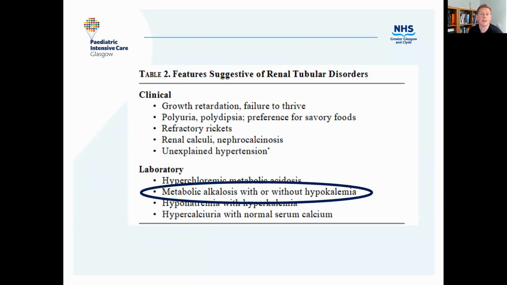So for example, they include a nice table of features suggesting that you're on the right lines here. This probably is some sort of tubulopathy. Do they have growth retardation or failure to thrive? Do they have polyuria, polydipsia, unexplained hypertension? And actually, that shows that it's really important that we go back and take a really full, thorough history for this patient to find out what signs and symptoms they may have had. And in terms of laboratory findings, I've circled a really key important one here, a metabolic alkalosis with or without hypokalemia. So that fits perfectly with the case that we've described earlier today.